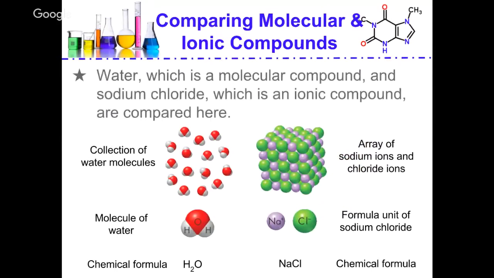And so if we were to compare water to sodium chloride, we would see that water has a collection of molecules, whereas sodium chloride has a crystal lattice, which is an array of sodium and chloride ions. The molecule of water is the smallest representation of a single water molecule, whereas the formula unit of sodium chloride is just the 1 sodium ion and the 1 chloride ion. And the chemical formula can be written the same way. For water, it's H2O, and for sodium chloride, it's NaCl.